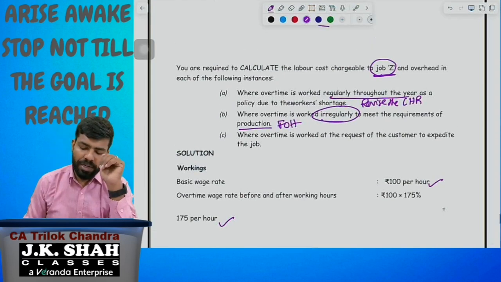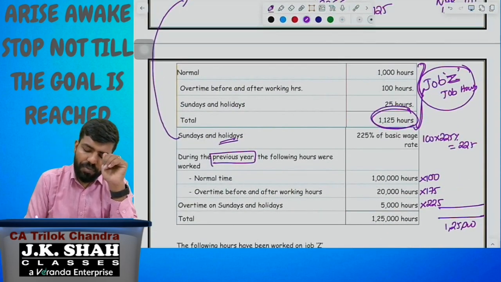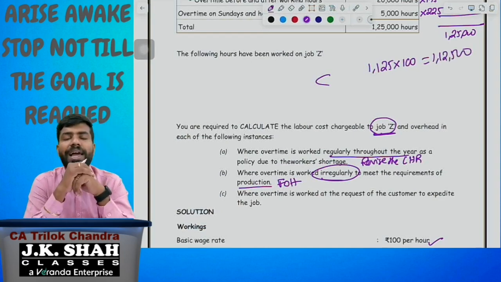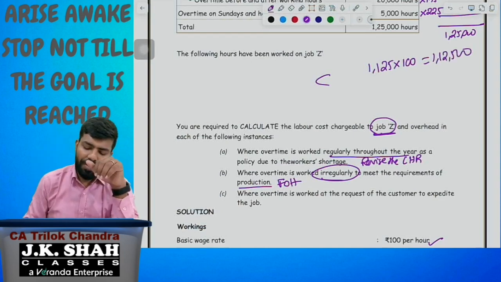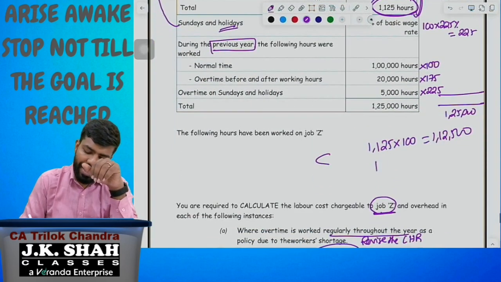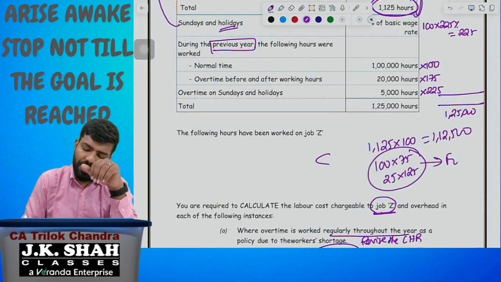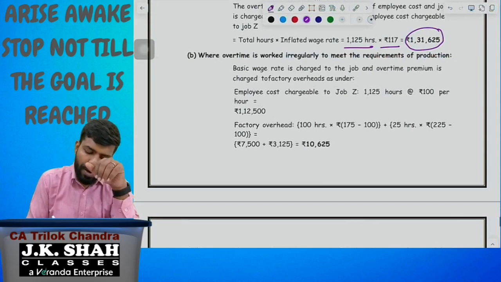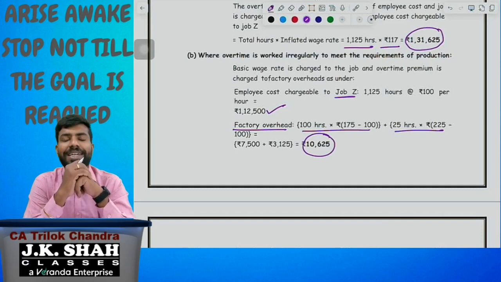When it comes to job Z, look at here. Totally 1,125 hours. So 1,125 hours will be paid at the rate of 100, 1,12,500. Premium. What is the premium? For 100 hours the premium is 75, for 25 hours the premium is 125. This will be charged to the factory overheads. Look at here. Employee cost chargeable to job is 1,12,500. Factory overheads: 100 hours into 75, 25 hours into 125, 10,625. I hope you understand this.